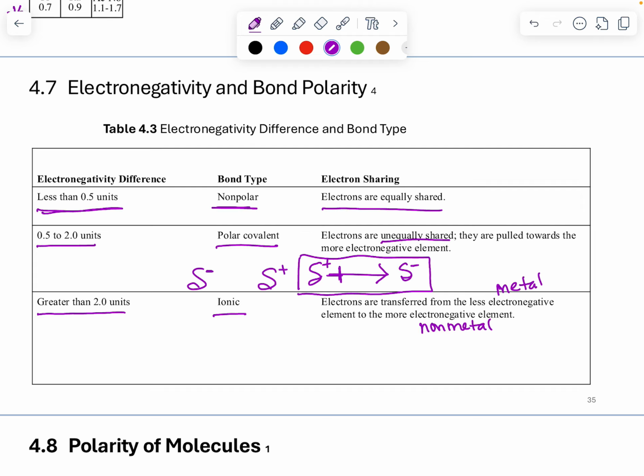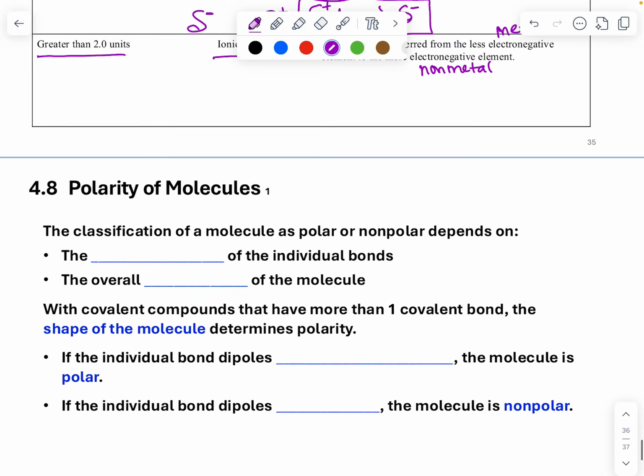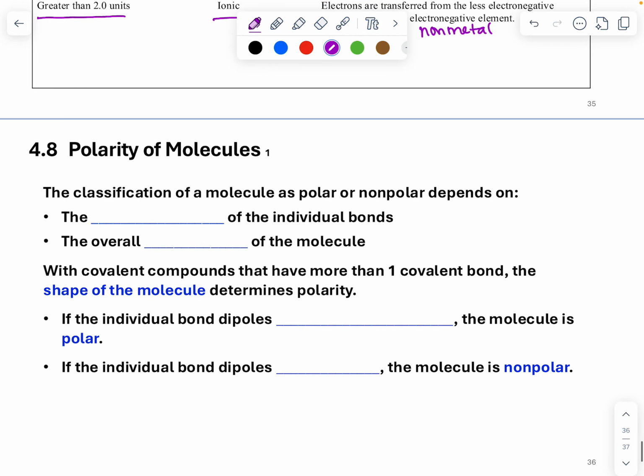All right, let's look a little closer at polarity. The classification of a molecule as polar or nonpolar depends on the polarity of the individual bonds.